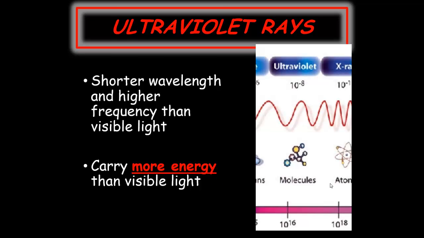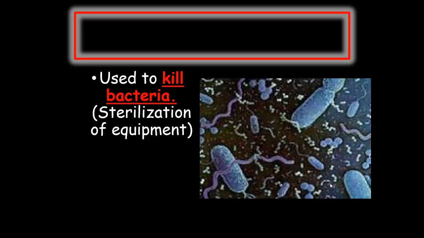The next one over is ultraviolet rays. They're shorter wavelength and higher frequency than visible light. They carry more energy than visible light. One good use of ultraviolet light is to kill bacteria, such as sterilization of equipment. In fact, our goggles equipment has an ultraviolet bulb that we use to kill bacteria.